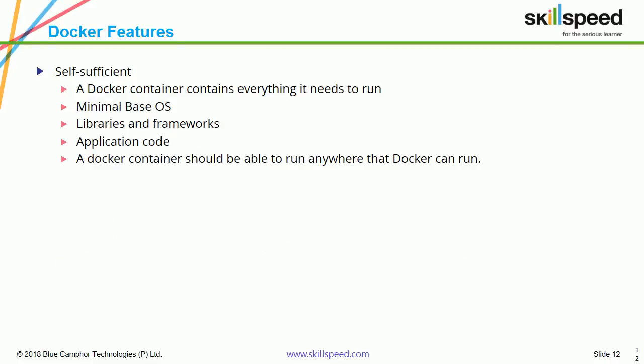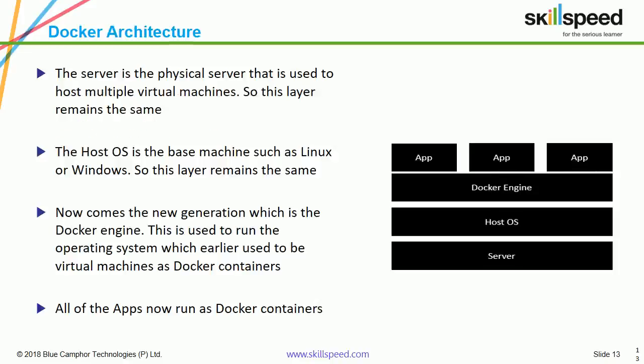Docker is completely self-sufficient. That is one of the reasons, again, it has become so popular, because you are putting everything inside the container, whatever you need it to run, right? All the libraries, all the frameworks, application code, everything is inside the Docker container. So the container should be able to run anywhere that Docker can run, right? As I said, the only capability you need from any of the platforms or environments where you're sending your containers is that they should be able to run it. Rest all you have taken care of.